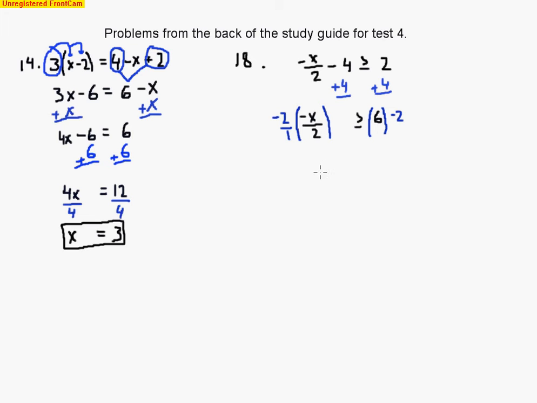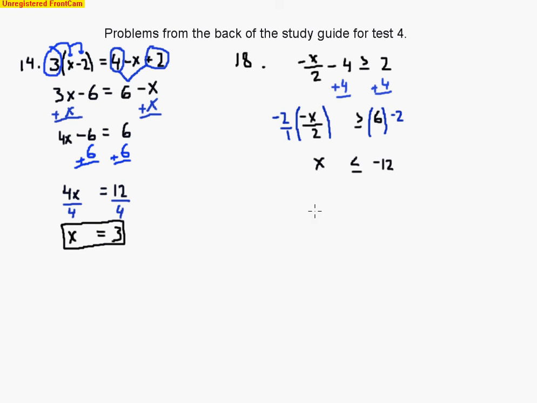But we got to remember the important rule. And the important rule is that when we multiply by a negative, this inequality sign needs to switch directions. So now it's x is less than or equal to negative 12.